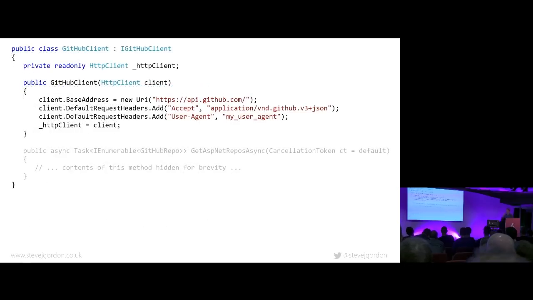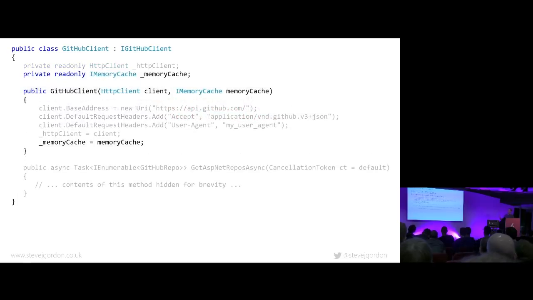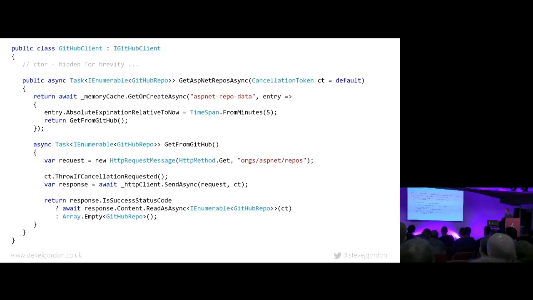So I've added that in. I've got that service available in this application. I can now inject the IMemoryCache into the typed client to start taking advantage of it. And then I'm going to update my method slightly. There's a couple of key changes here.